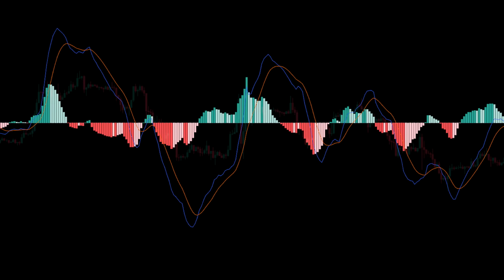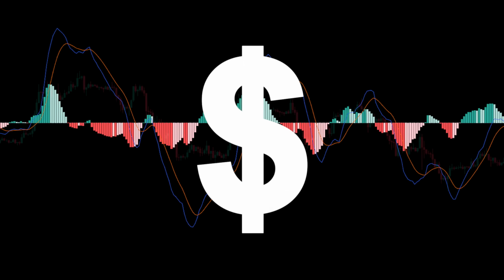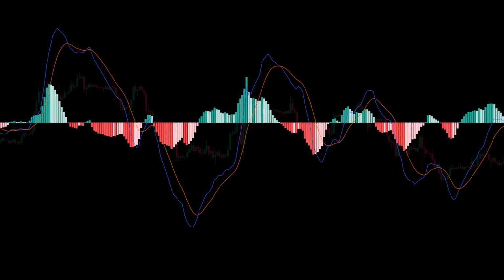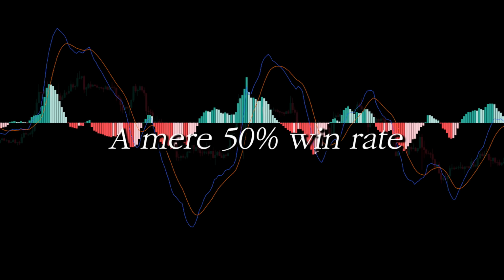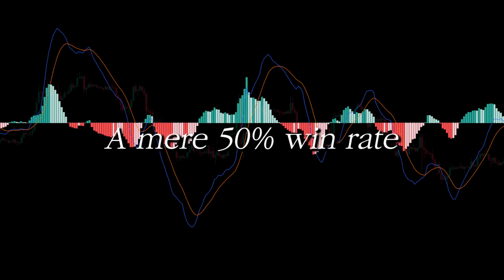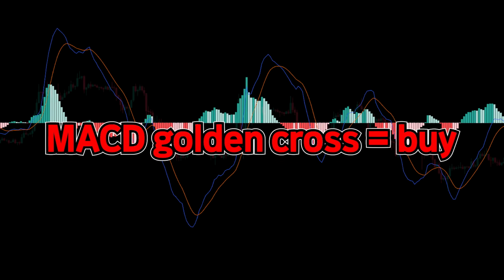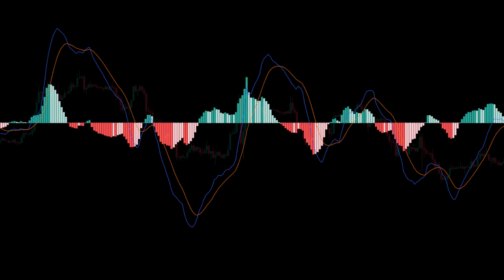Trade every crossover in that environment, and you're just bleeding out through fees while your account slowly shrinks. In a ranging market, blindly following MACD crossovers can push your win rate well below 50%. You need a filter. MACD Golden Cross does not automatically mean buy, not even close.